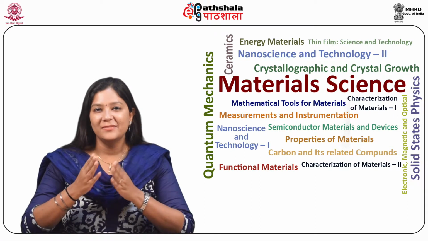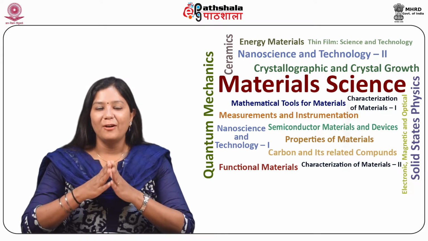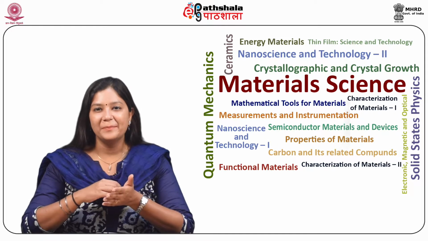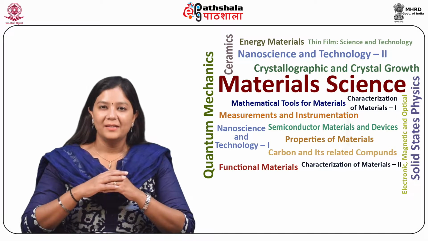The necessary and sufficient condition for a Jordan arc to be rectifiable is that the sum L_n should be bounded for all possible subdivisions of the parameter in the given range. We are concerned with regular arcs, arcs that have continuous tangents. For such arcs, the derivatives exist and are continuous in the entire range of the parameter t, and L is equal to the integral from t0 to t' of the square root of (x-dot squared plus y-dot squared) dt.